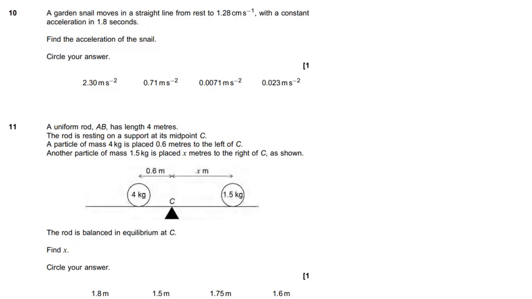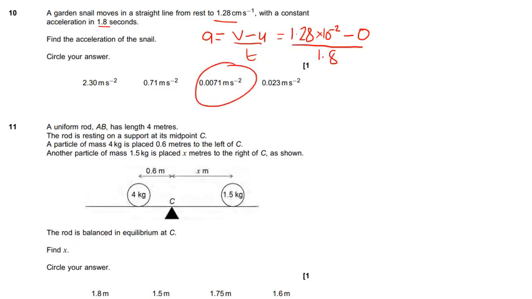We're on the mechanics now. So a garden snail moves in a straight line from rest to 1.28 centimeters per second with a constant acceleration in 1.8 seconds. Find the acceleration of the snail. Okay, Suvat, a equals v minus u over t. It reaches a speed of 1.28 centimeters, so that's times 10 to the minus 2 meters per second. It's starting off at rest, 0, and it's taken 1.8 seconds. So if you put that all together, you find that answer there is the correct one.